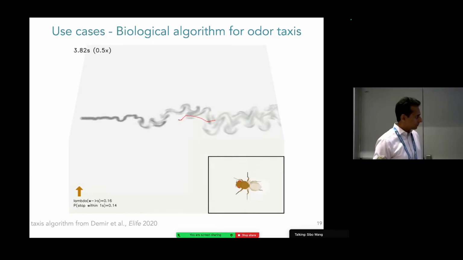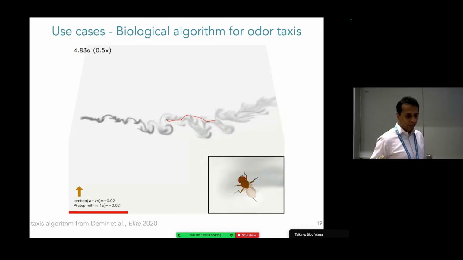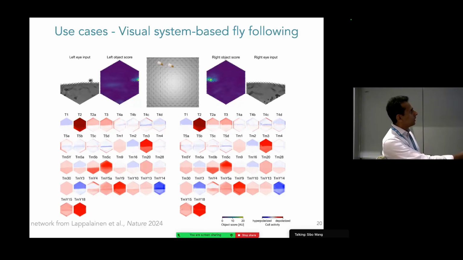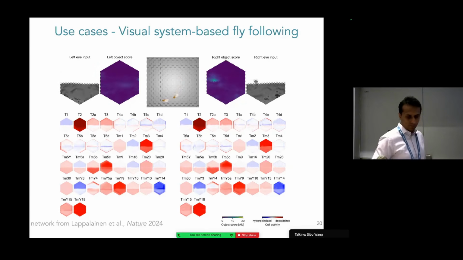And finally, it's great that Srini just walked in. We take the Lenin model of the visual system and use it for our fly to track the other fly through a rugged terrain. Here we can see the left eye input, right eye input, and the activity patterns across an array of different sets of neurons.